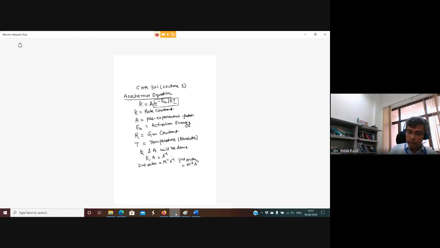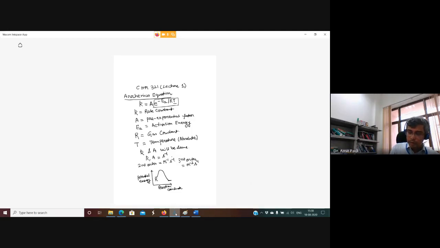So if we try to understand what is going on here, what is activation energy in a simple graph, we usually plot potential energy on the y-axis, and on the x-axis is the reaction coordinate. And all of you know, say for example, this is how the reaction profile looks like.